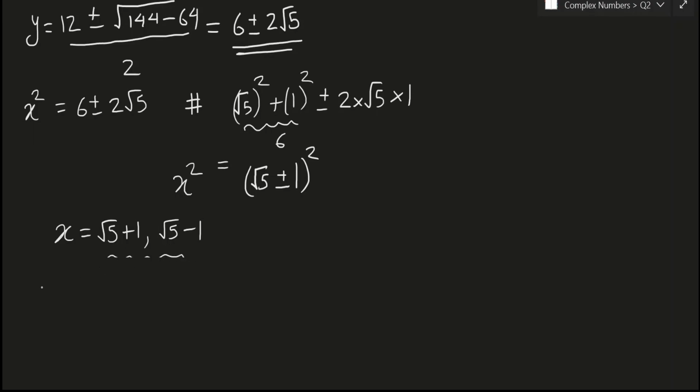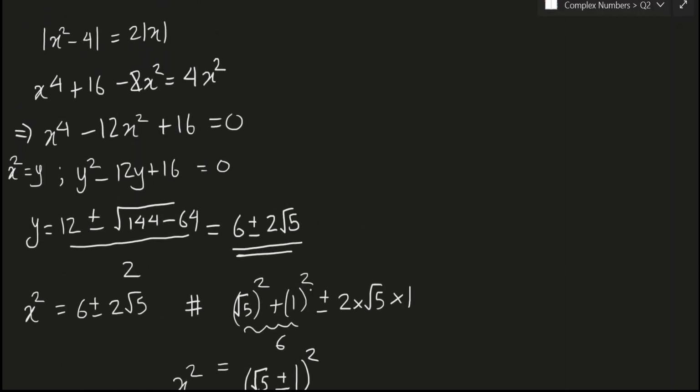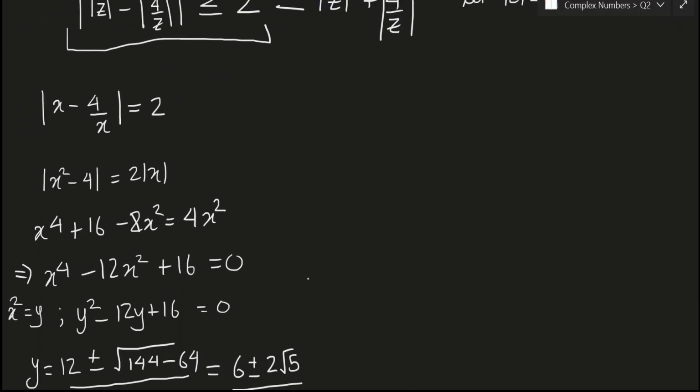And notice that x was nothing but mod of z, right? So the maximum value of mod z is going to be root 5 plus 1 and the minimum value is going to be root 5 minus 1. Okay, so this is going to be the max, this is going to be the min. So this is the kind of approach using that inequality formula that we use to solve such kinds of problems.